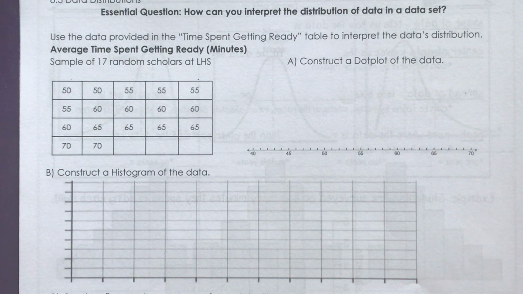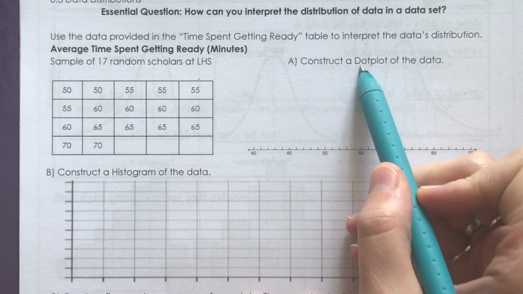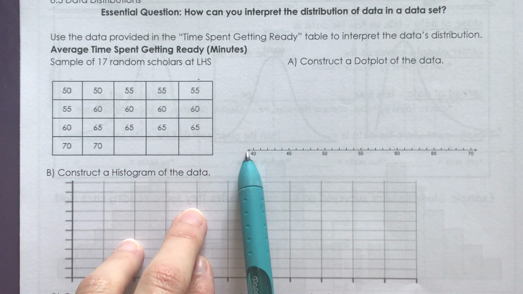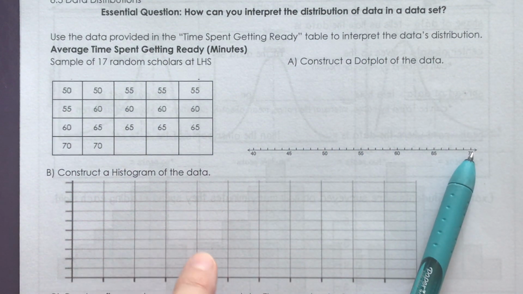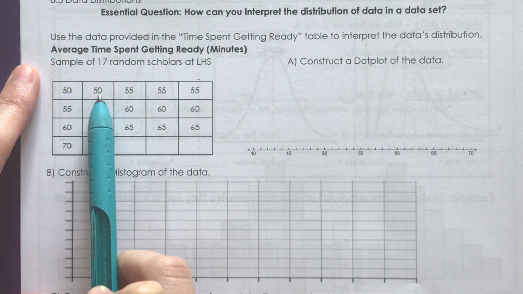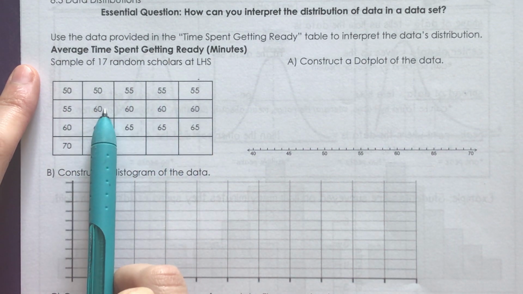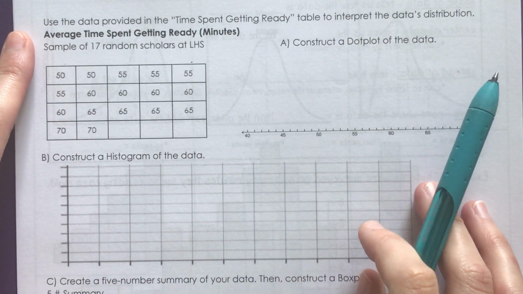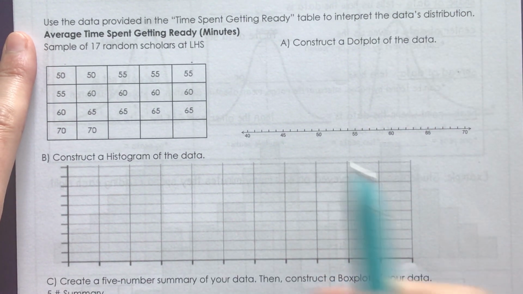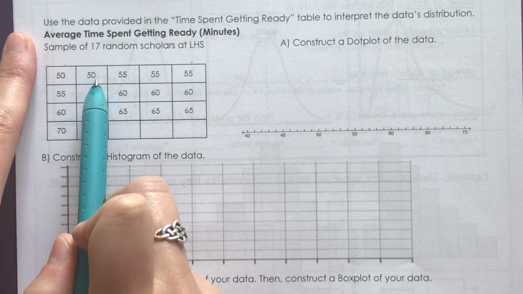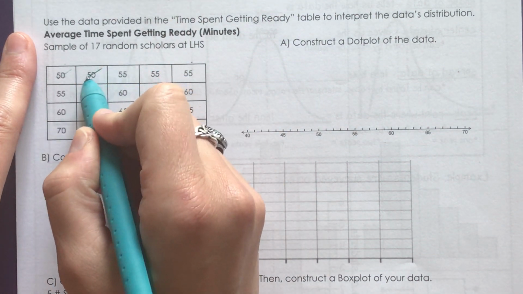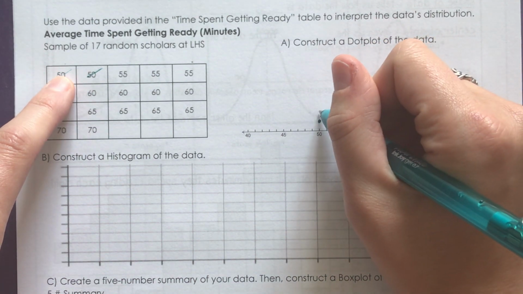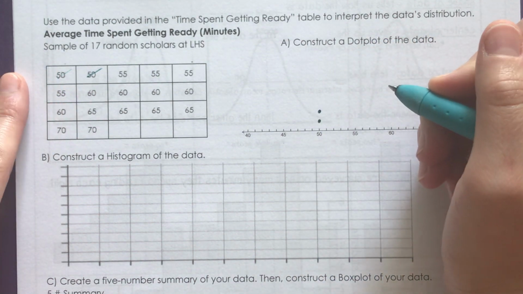So the first thing we're going to do is construct a dot plot of the data. A dot plot means that you're going to have a number line essentially. And for each one of these pieces of data, you're going to take that piece of data and plot it on this as a dot. And we just kind of build up from there. I see that there are two 50s. So where the 50 is, I'm going to put one dot for the first one, a second dot for the second one.